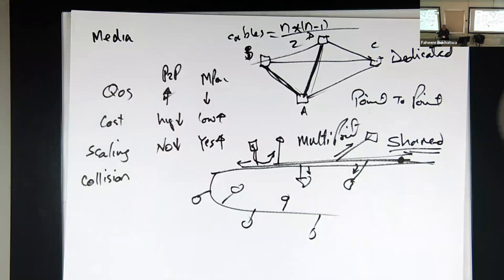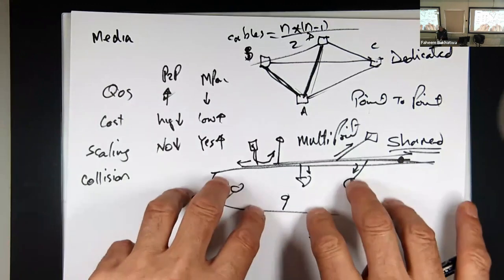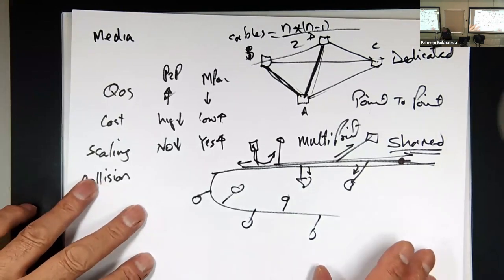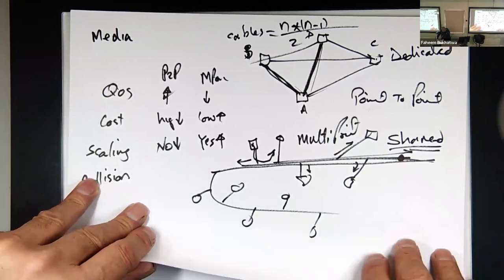And to prevent collision in shared machines, you have to control who is allowed to talk. So you allow one machine to transmit, and then another machine to transmit, and when it finishes, another machine, and so on. But no two machines should start transmitting at the same time. Okay, we'll get back to this another time.